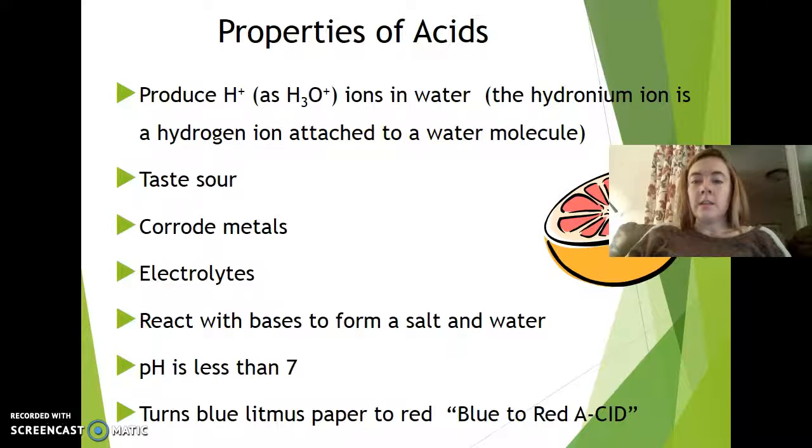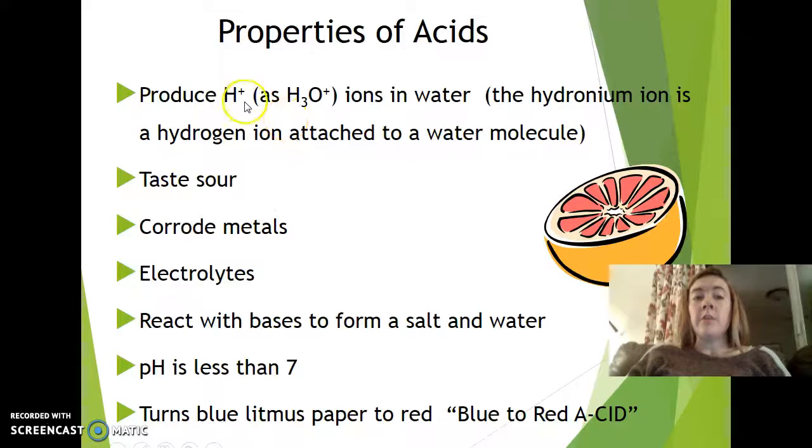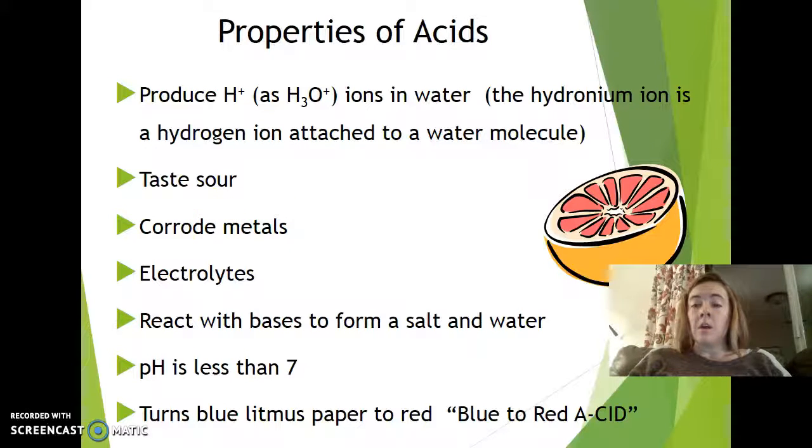Properties of acids. Some of these you should actually already know. They produce H+, this is H3O+, hydronium, ions in water. The hydronium ion is what you get when this H+ attaches to a water molecule. They taste sour, so if you think about lemons and oranges and grapefruit especially, they taste very sour. They do corrode metals, so if you spill battery acid on your car, it can corrode the metal in your car. They are electrolytes, which means that they can conduct electricity in water.